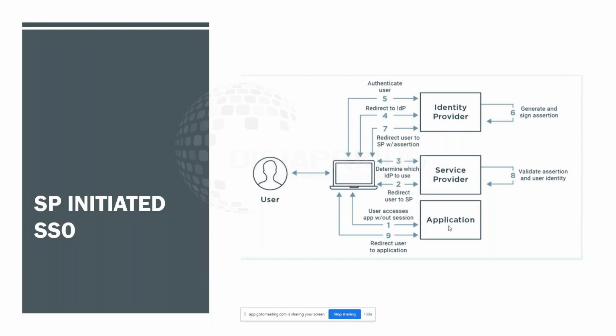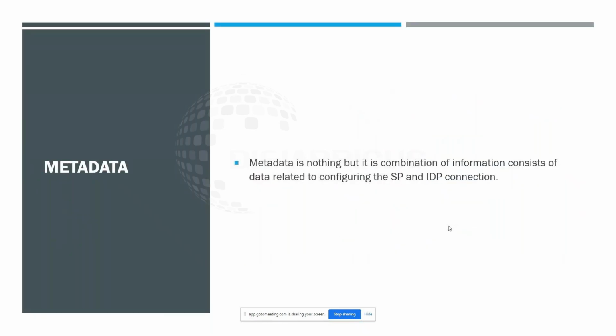Okay, so this information will be available in the metadata. That is why metadata is a collection of information, so that we are able to understand whether it is an identity provider or a service provider. So it will be useful to configure from our end.